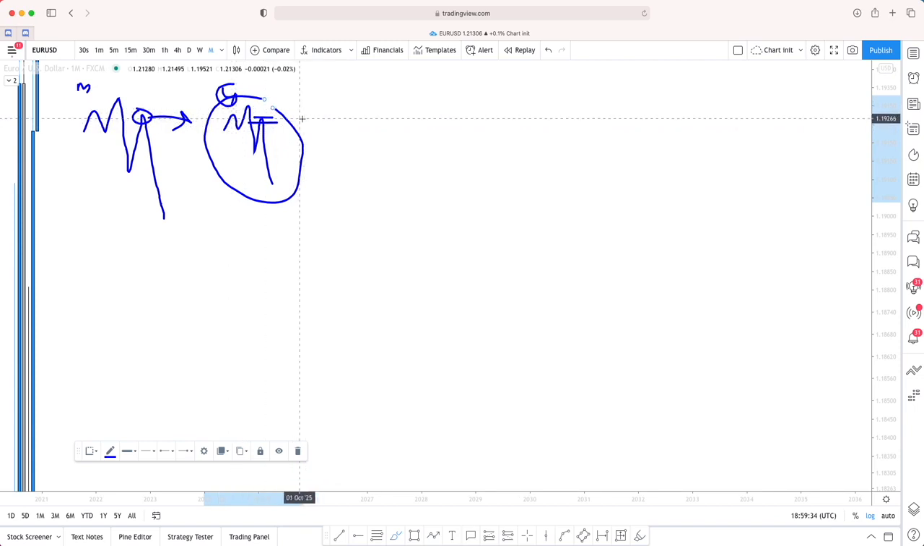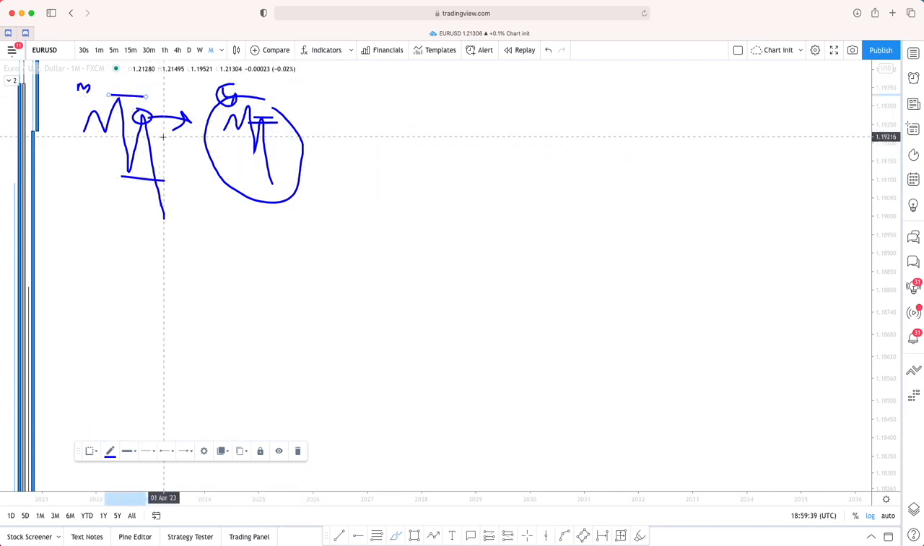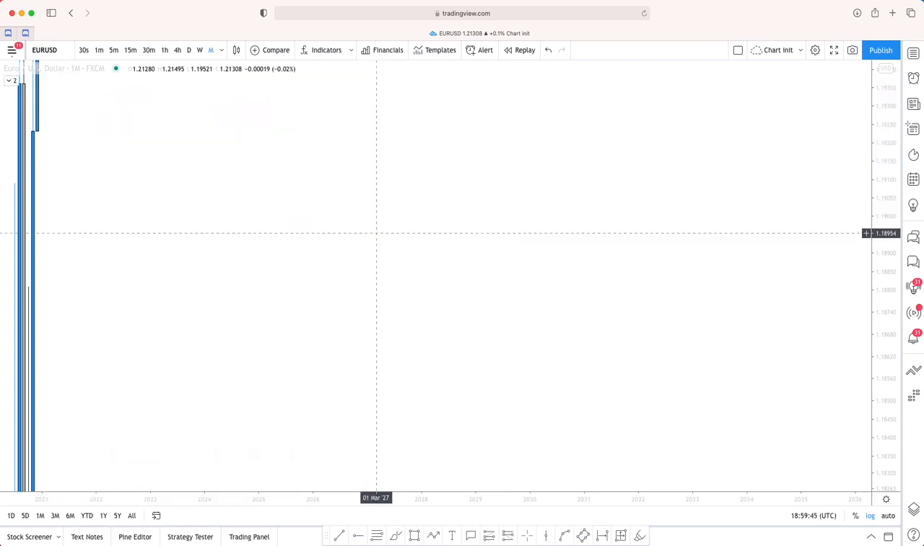However, if you think about it, with a monthly POI, I mean, monthly moves, they're going to be huge. So just bear that in mind. So it is relative in that sense. Okay, we'll move on to the weekly.